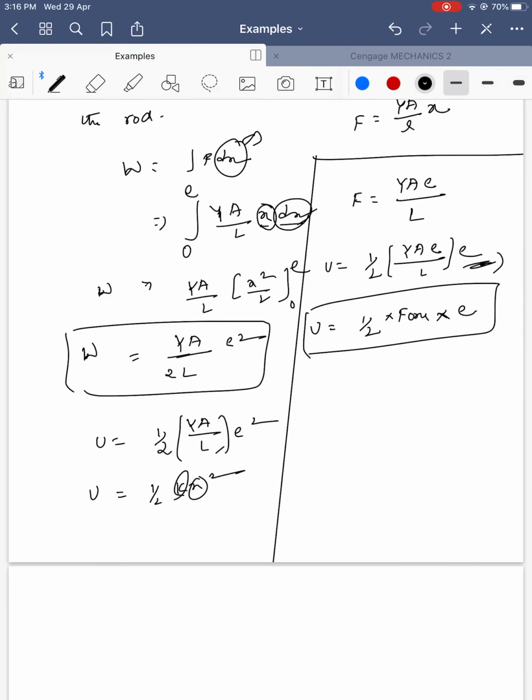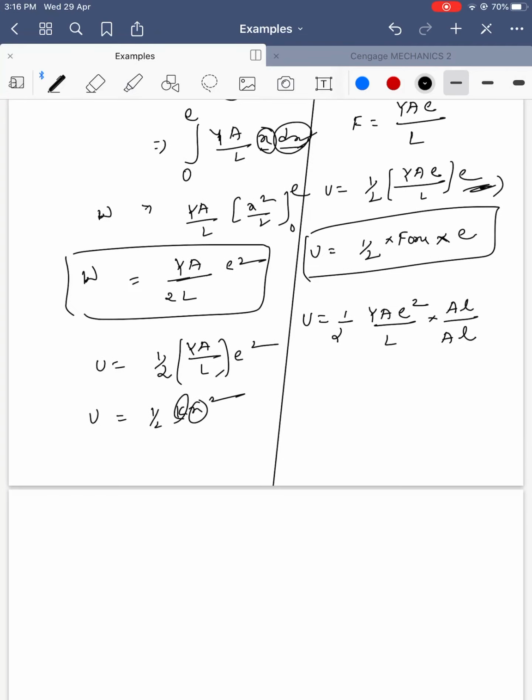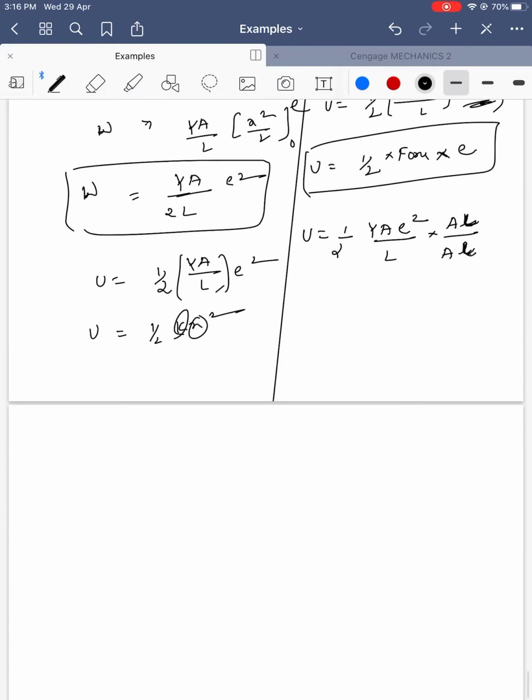Now for this expression I am multiplying and dividing with the volume of the entire rod. U is equal to half into YA e by L, e square. Here I am multiplying with area into length, and dividing with area into length. So area into length is nothing but volume.